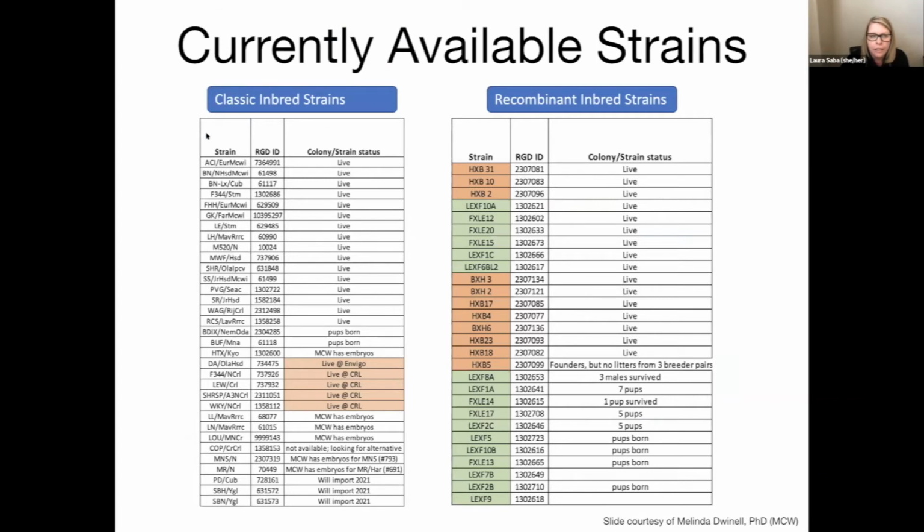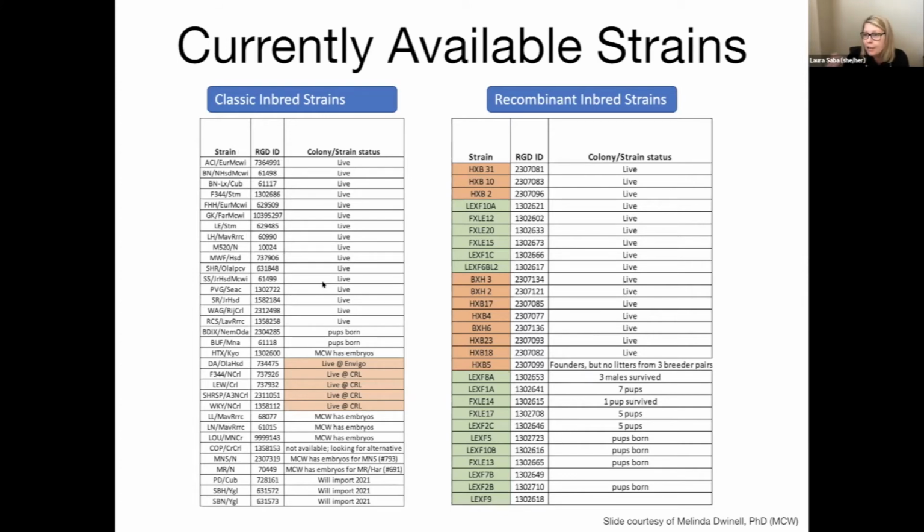You can see over here are our classic inbreds, and then these are the recombinant inbreds that Mindy is in the process of rederiving. I should have counted these before I started, but it looks like we're getting close to 30 RIs that she's rederived there at the Medical College of Wisconsin. She's slowly doing a few from the HXB, interwoven with some from the RI panel from Japan. And then she has all of these standard inbreds live.